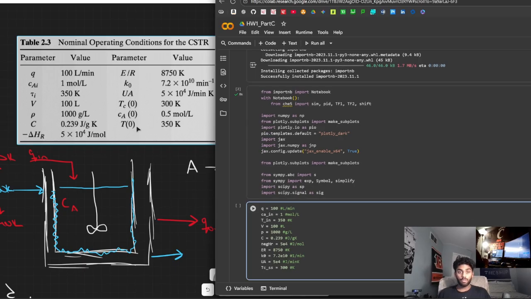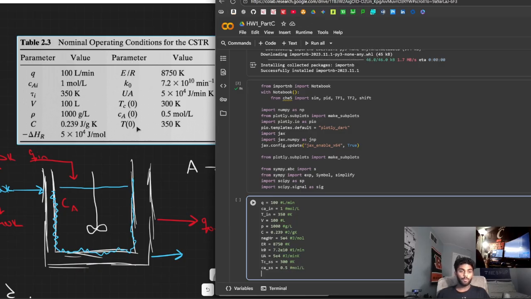Our concentration of A coming in at steady state is 0.5 moles per liter. So I'll go C underscore, it's just CA, why not? CA steady state is equal to 0.5 moles per liter. And finally, we have our temperature of the process at steady state, which is 350 Kelvin.